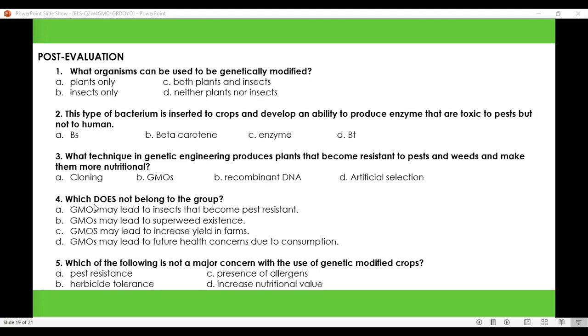So for number 4, which does not belong to the group? The answer is GMOs may lead to increased yield in farms. So as you observe, these are the disadvantages of GMO. And for number 5, which of the following is not a major concern with the use of genetically modified crops? The answer is the presence of allergens.